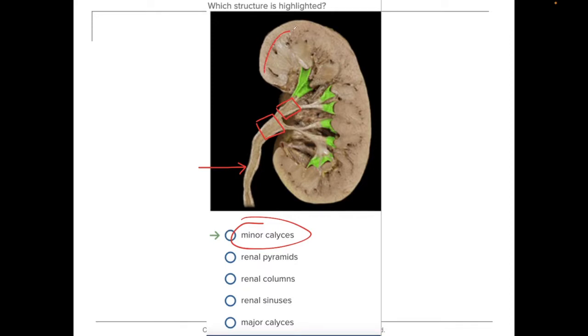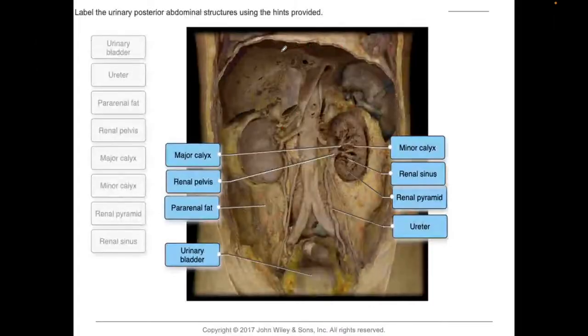And then to review, this outer part is the renal cortex. This inner part is the renal medulla. And then we have pyramids. And between each pyramid is a column, renal columns. Let's see, what else do we have? We have a minor calyx here. The minors lead into a major calyx. These openings are called renal sinuses. We have renal pyramids.